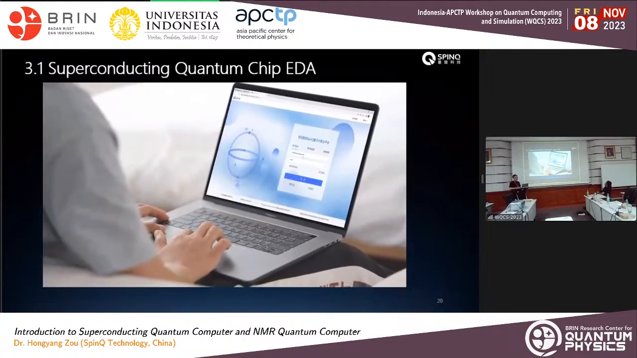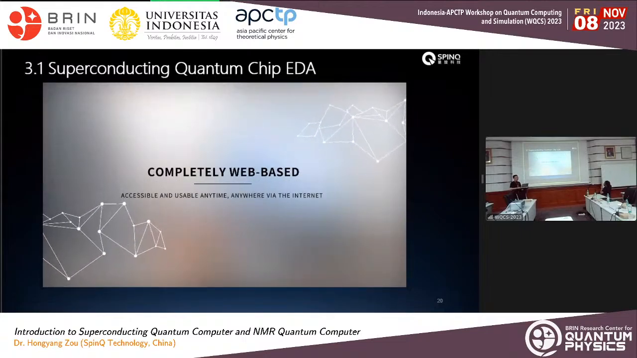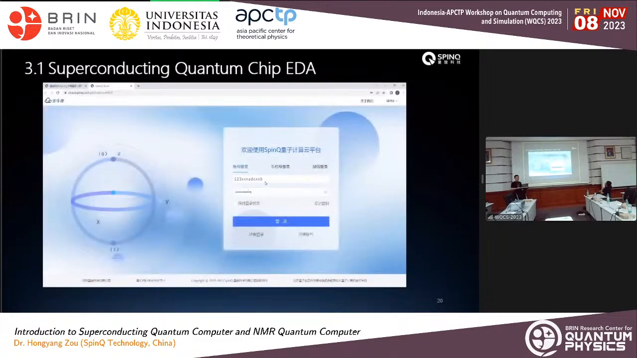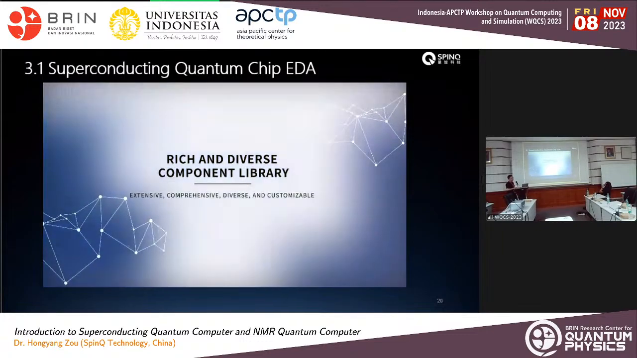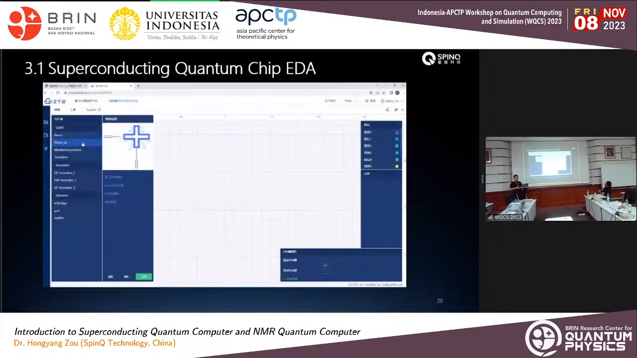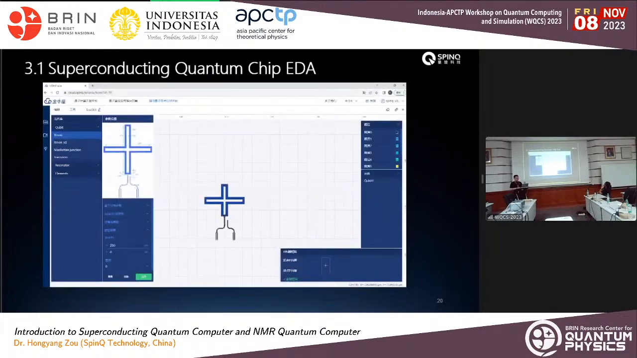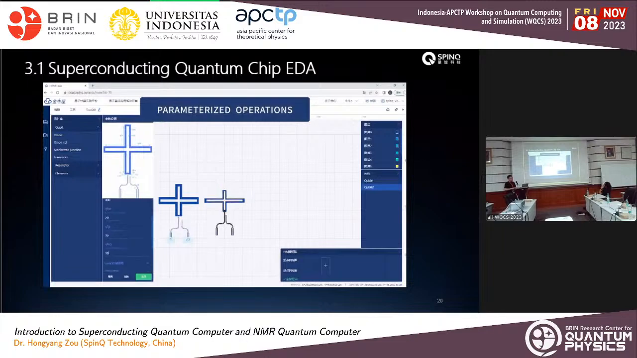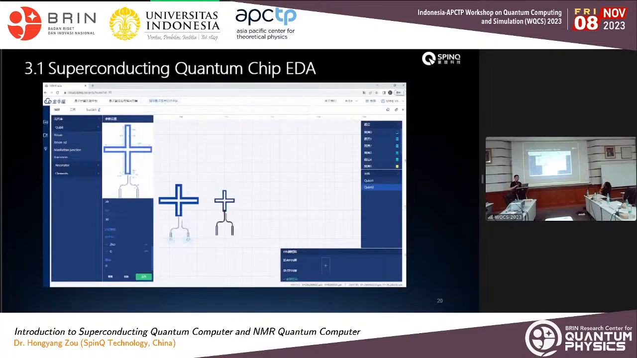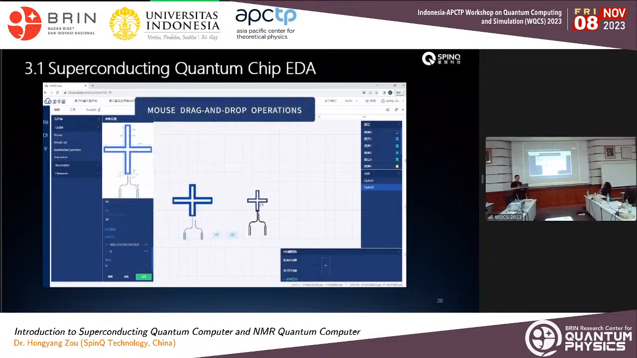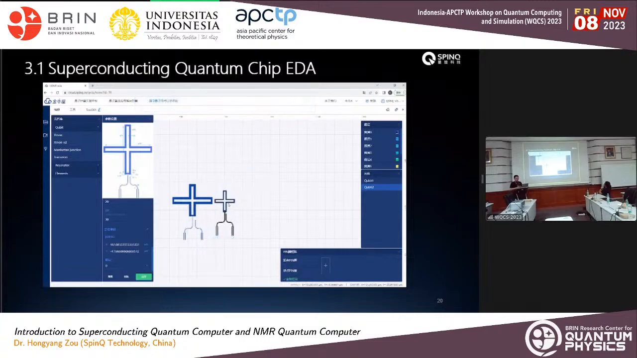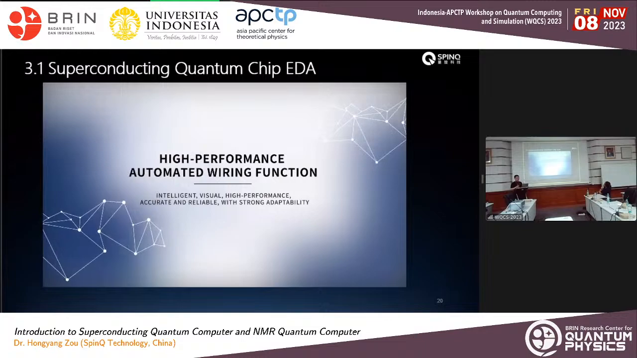Firstly, it's completely web-based, and you can have access to it anywhere through the internet, and we have a rich components library. You can add on some Xmon here, and there is your friendly interface here. And you can use parameters to design your qubits. You can draw that qubit by yourself. And in the end, you will see it can automatically connect the qubits to the bottom layer by the software, by the EDA itself.